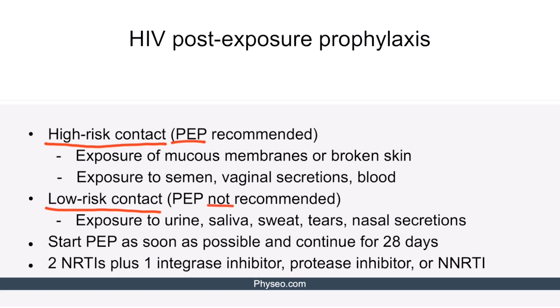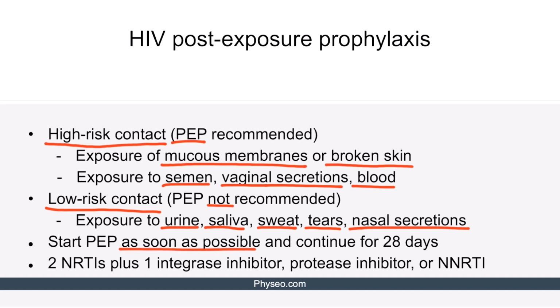And a high-risk contact is defined as exposure of mucous membranes or broken skin to semen, vaginal secretions, or blood from an HIV-positive individual. Now, low-risk contact is defined as exposure to urine, saliva, sweat, tears, or nasal secretions of an HIV-positive individual. And we should start PEP as soon as possible and continue the drug regimen for 28 days. Now, preferred medications for PEP are 2 NRTIs plus 1 integrase inhibitor, a protease inhibitor, or an NNRTI. So, very similar to HAART therapy.